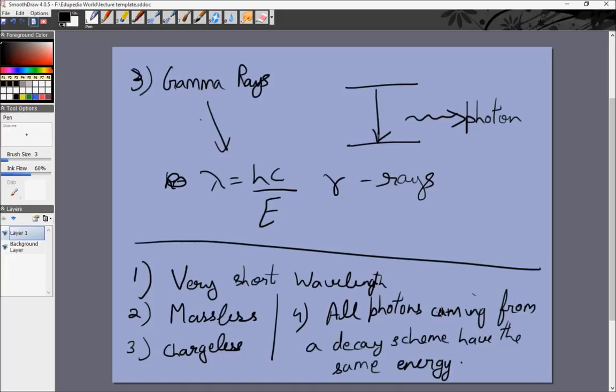Now we've seen the qualitative nature of radioactivity. In the next video, we start looking at the mathematics of radioactive decay.